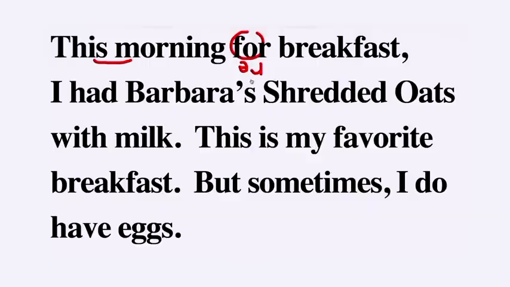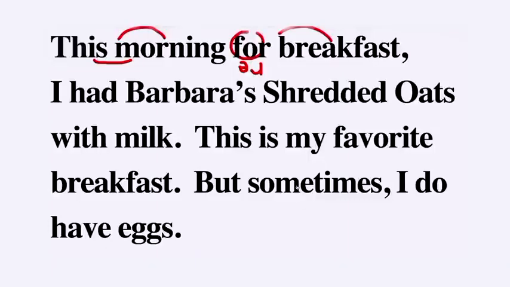Also, I noticed the rhythm here. Morn and breck are the two stressed syllables. This morning for breakfast. They have that swooping up and then down shape of the voice that makes up a stressed syllable. Let's listen in slow motion. This morning for breakfast, I had Barbara's shredded oats with milk.